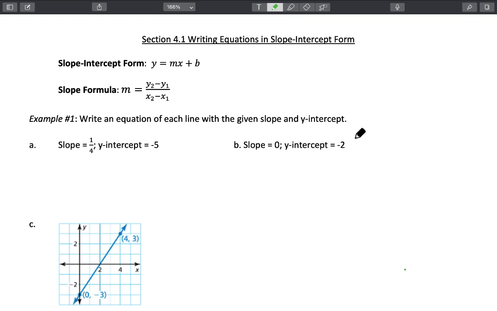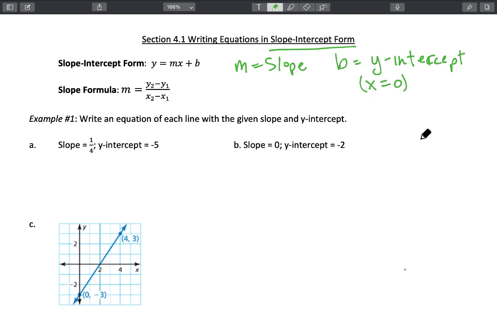This is section 1. Today we're going to start off by talking about writing equations in the slope-intercept form. So remember, slope-intercept form is y equals mx plus b, where m is the slope of the line or the constant rate of change, and b is the y-intercept. In other words, it's where it passes through the y-axis on the graph. And remember, that's going to happen when x is equal to 0.